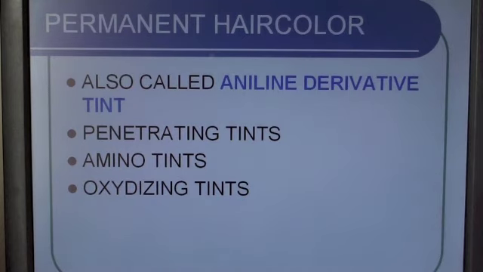It is also called aniline derivative tint. This is the name you're going to use at state board, and it's the ingredients. The aniline derivative is the ingredient for the permanent hair color. Penetrated tints, they're also called amino tints and oxidizing tints.